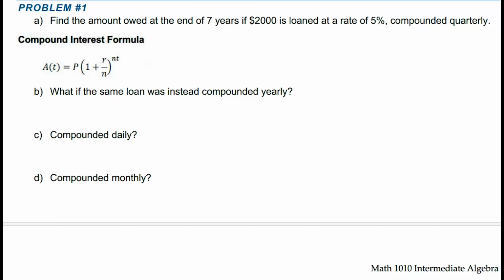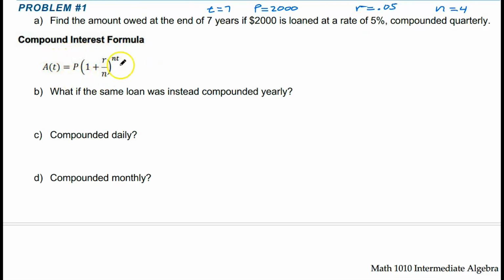So we know that 7 years, that's our time. So t equals 7. This is our start amount because that's the amount of money that was started to be loaned. So that's going to be our principal. So P equals $2,000. Our interest rate this time is 5%. Written as a decimal, that would be 0.05. And compounded quarterly, that means n equals 4.